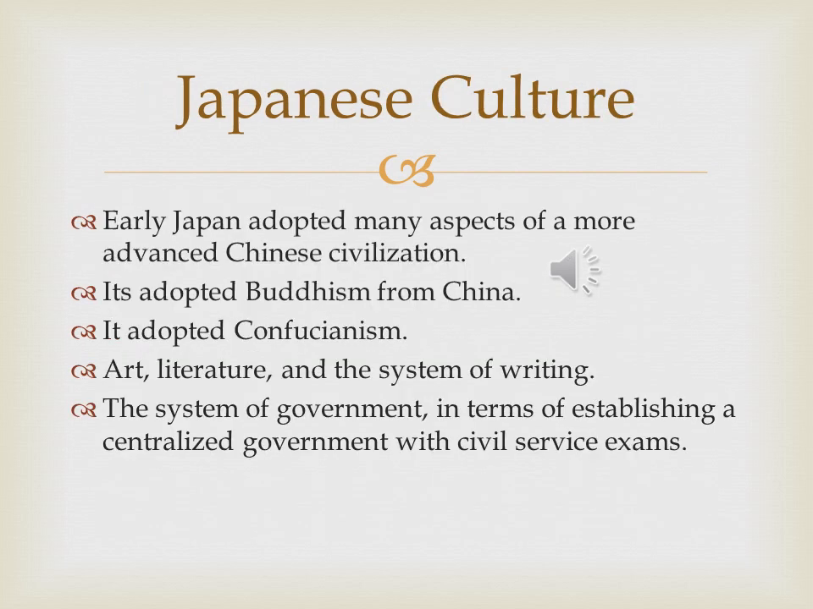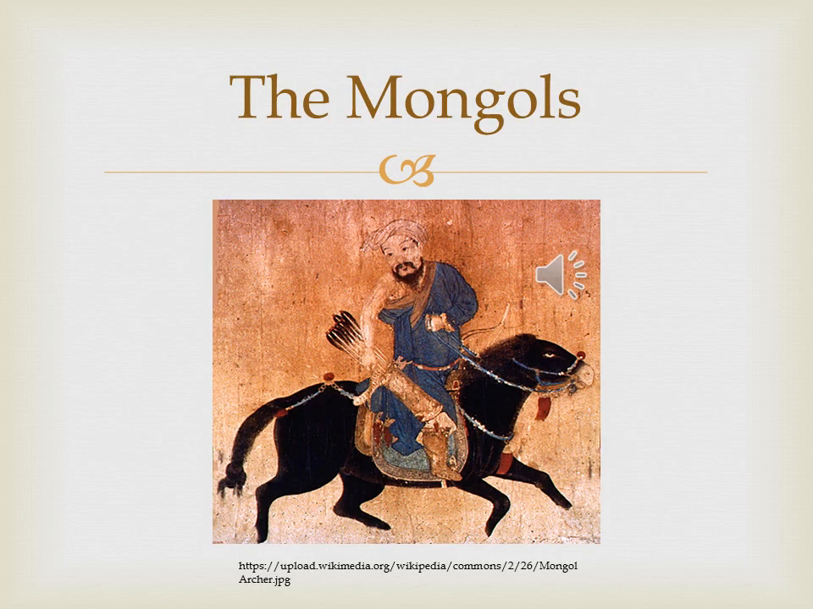Okay kids, now we're going to discuss Japanese culture. Early Japan, so we're talking about the 6th through 9th century, adopted many aspects of a more advanced Chinese civilization. It adapted Buddhism from China, Confucianism, art, literature, and the system of writing. The system of government, in terms of establishing a centralized government with civil service exams, was also adopted from China.